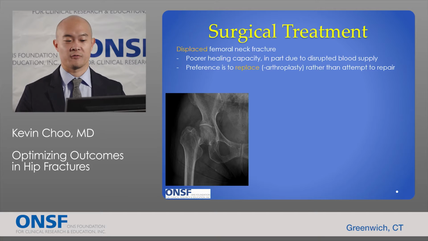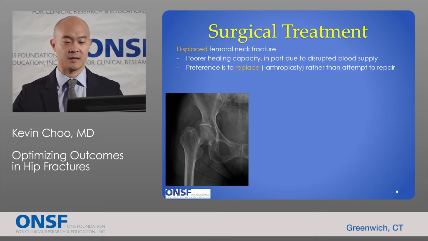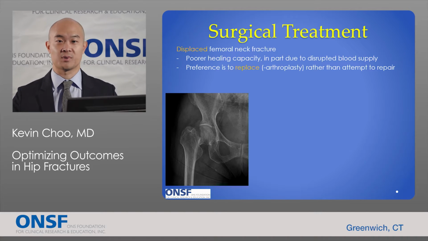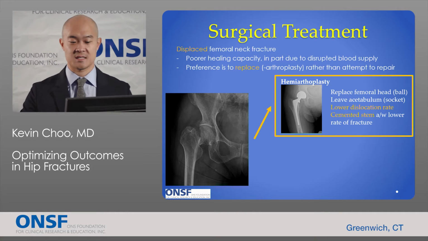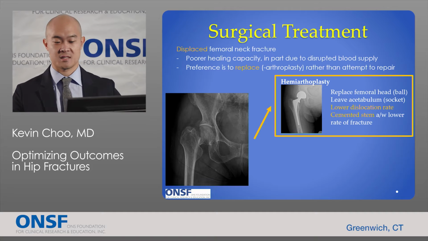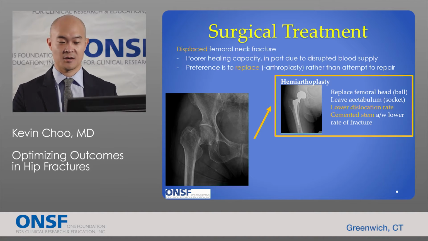For displaced femoral neck fractures, these have a poorer healing capacity in part due to a disrupted blood supply to the femoral head. And so our preference is generally to replace these rather than try to repair or fix these with metal implants. So the first is called hemiarthroplasty, and in this surgery we replace the femoral head and we leave the acetabular or socket side alone as it is uninjured.